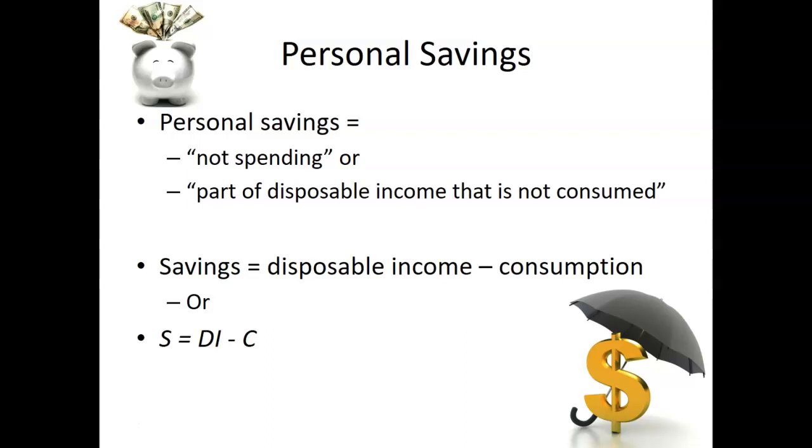So by definition, just really quickly, personal savings is money that is not spent, which is a super helpful definition. It's a part of disposable income, and again, disposable income is once you've paid your taxes, whatever's left is disposable. Consumption is the part of disposable income that is consumed, whereas savings is the part of disposable income that is not spent. So you get this equation: disposable income minus consumption equals savings.